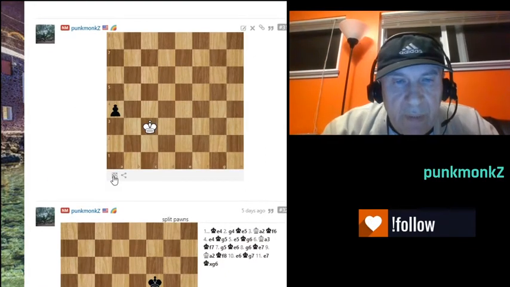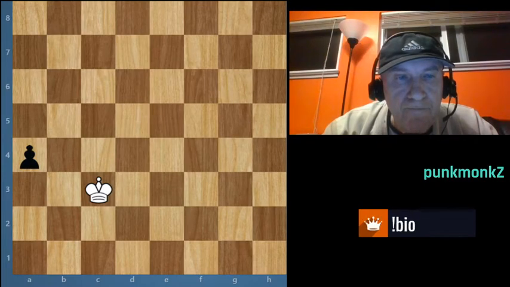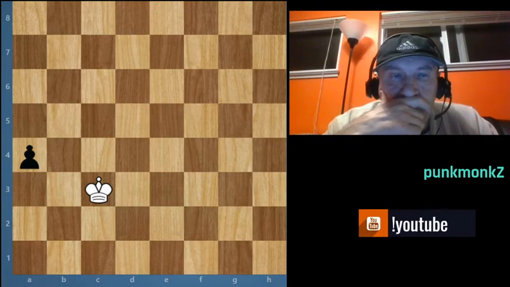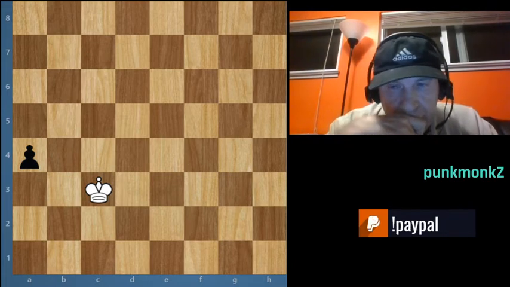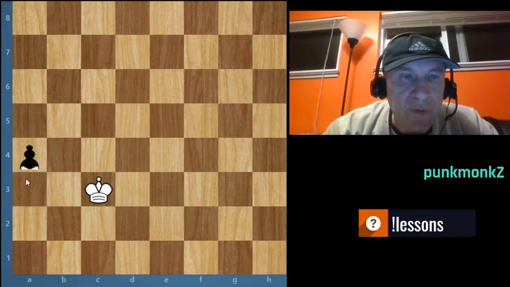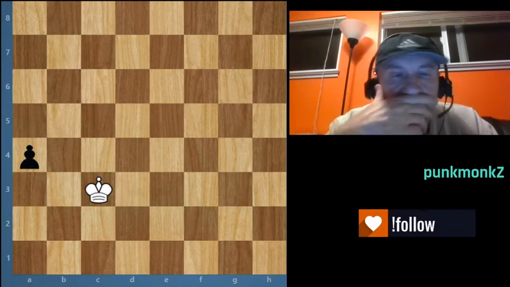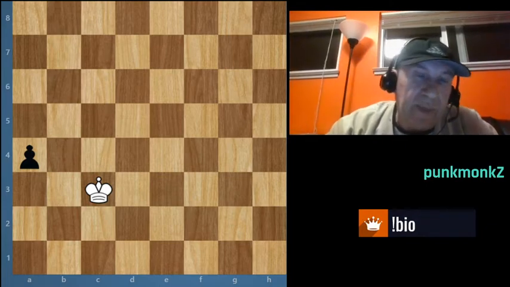And what is this about? I have no clue, but let's look at it. I'm not sure why I put this here. Is the pawn going this way or this way? Or is the king going this way? What is the point of this? Okay, I guess this is the point.